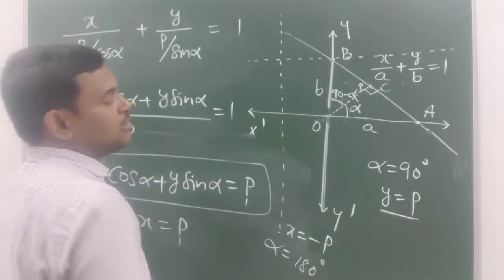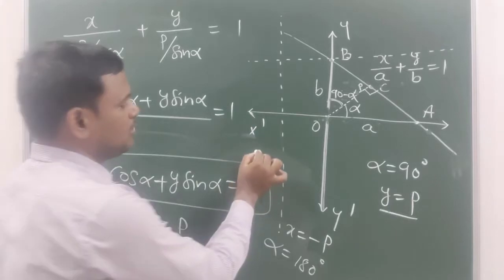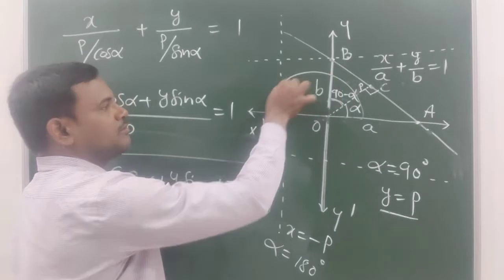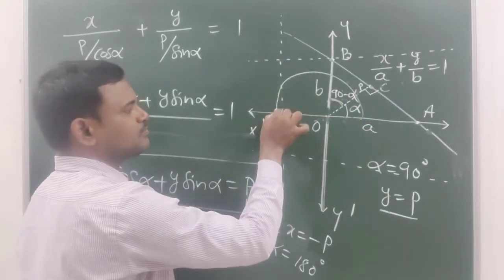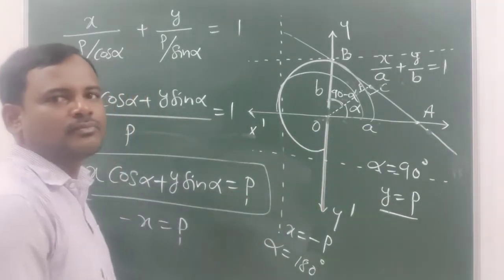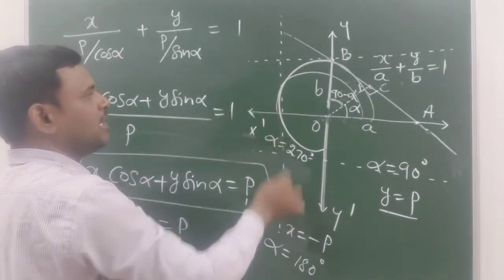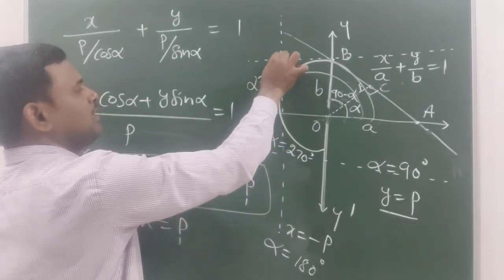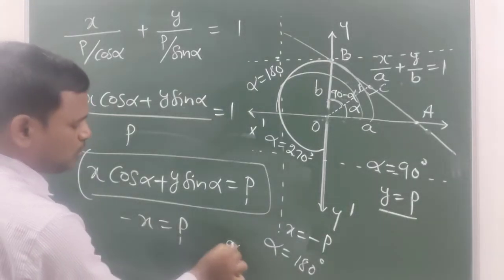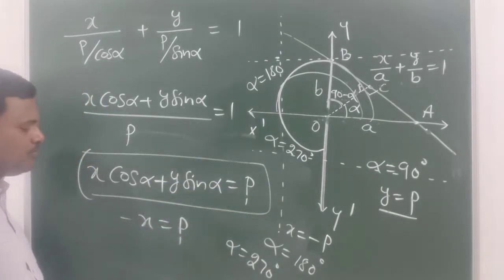See, again, if you rotate 270 degrees, you get the diagram like this. See, 180 degrees, 270 degrees, alpha equal to 270 degrees. Okay. So if the alpha is 270 degrees, then how will this normal form of equation be transformed?